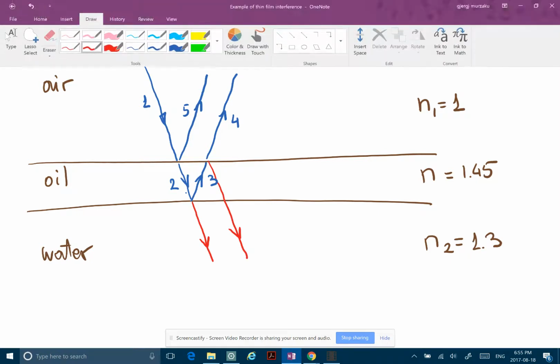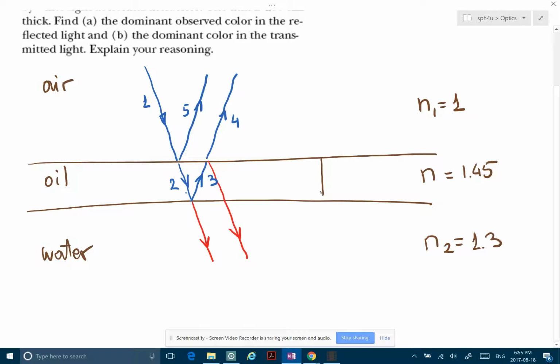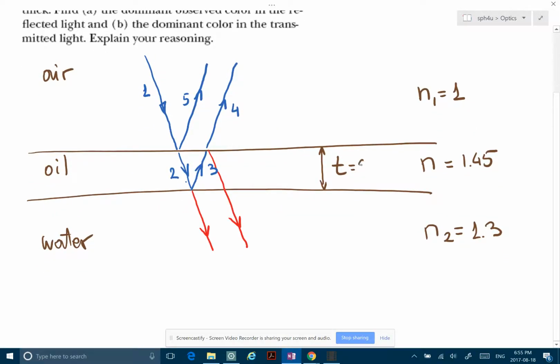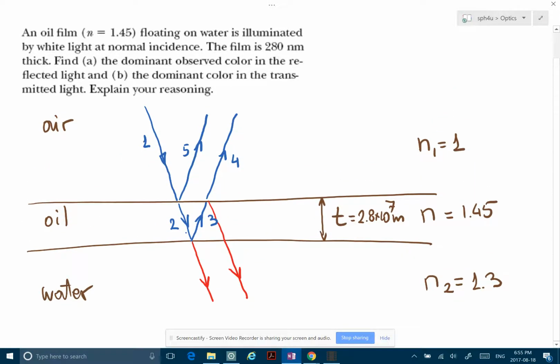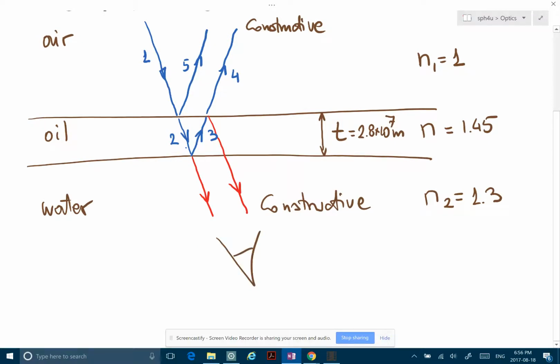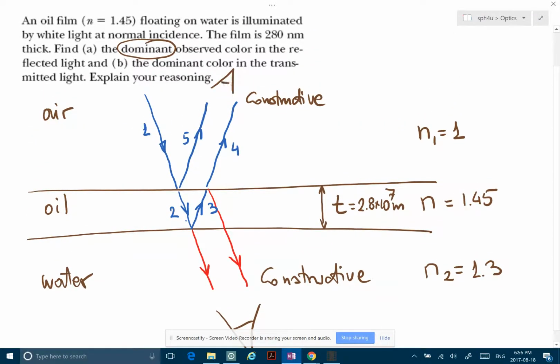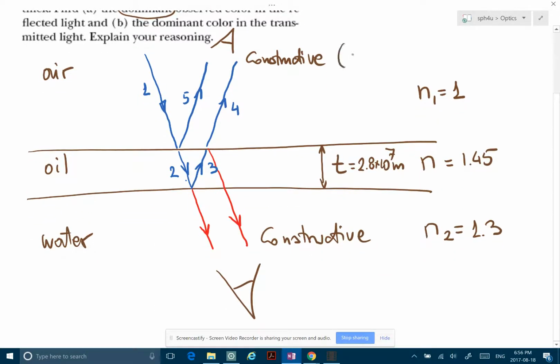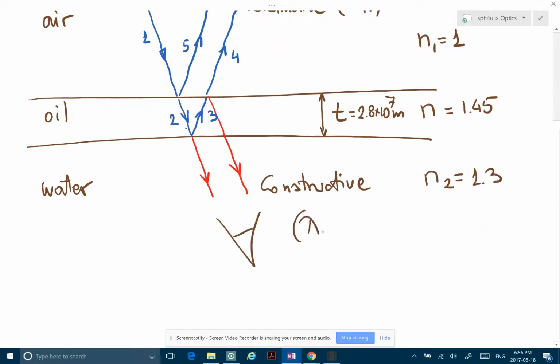What else is given to us is the thickness of the film, and the n. So the t, which is 280 nanometers, so 2.8 times 10 to the power of -7 meters. The light is white. We want to know what the dominant observed color is. It means which one will give us constructive interference, and the same here. So if we have a diver looking up, he would see things in that color. If you have somebody up here, he would see things in that color. So when we say that, we're actually looking for the lambda.